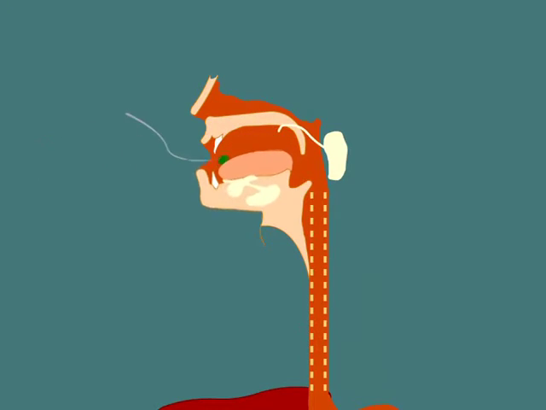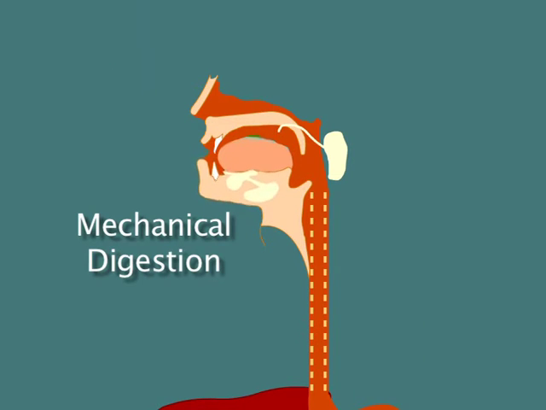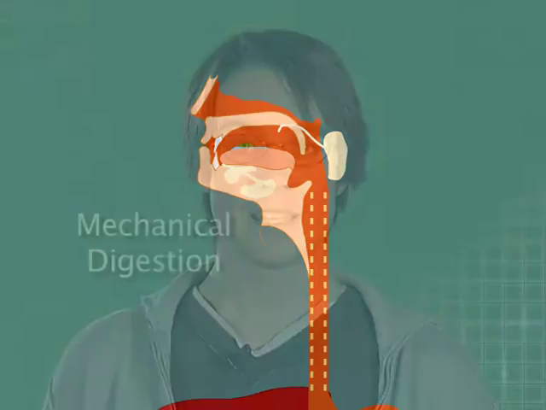Digestion begins in the mouth. Food is chewed and broken into smaller pieces. This is mechanical digestion and provides a larger surface area for enzyme action. Amylase, secreted by the salivary glands, begins the chemical digestion of starch to maltose.